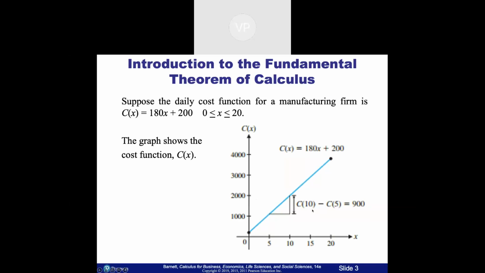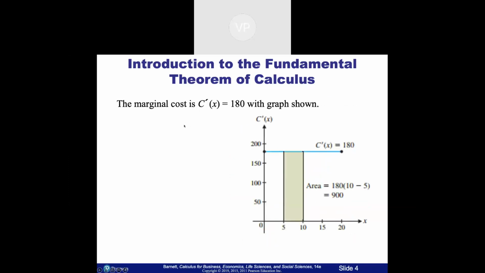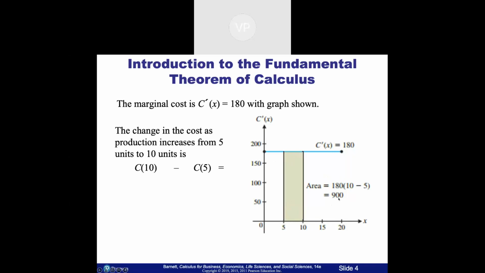What's the difference of the cost functions right there? So you plug in 10, you plug in 5, you get the 900. That's essentially the difference of the two values. Okay. Now what they wanted to show you was this area right here under the derivative is actually going to be the same 900. With the 5 height of 180, you multiply it, you get this 900. So we're kind of reverse engineering this here.